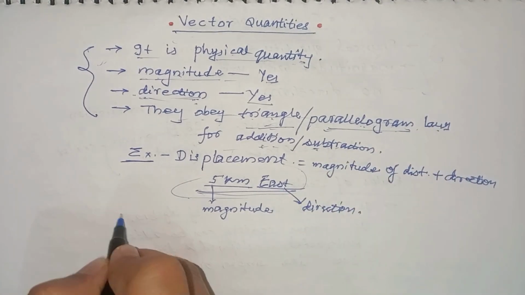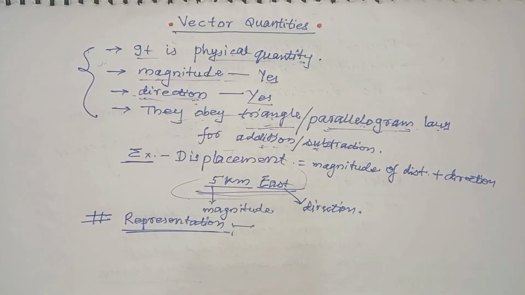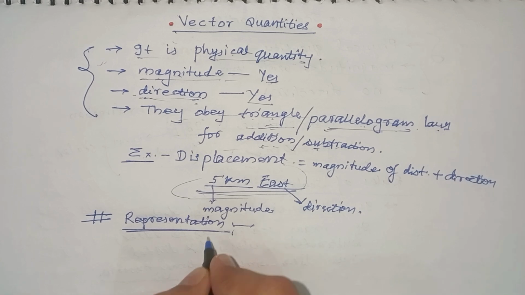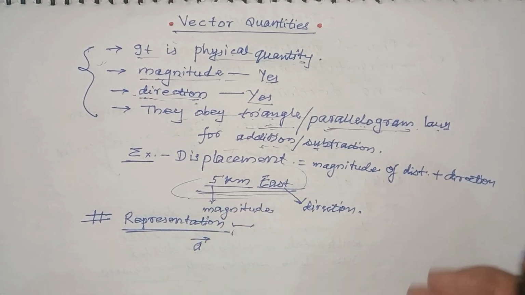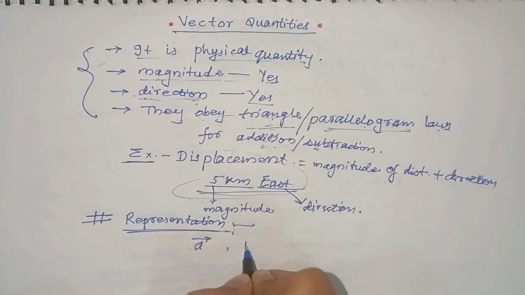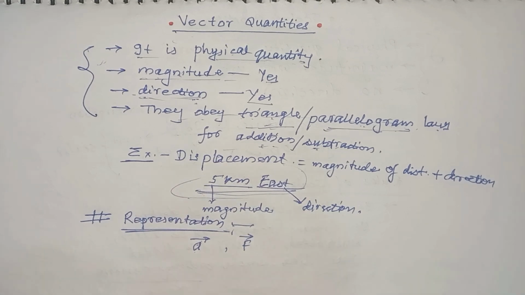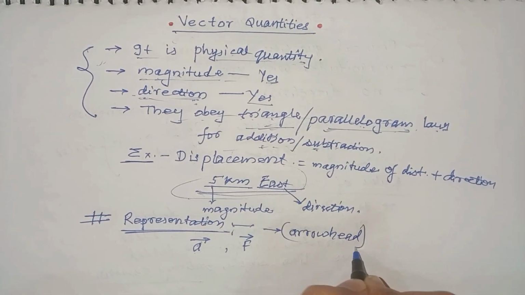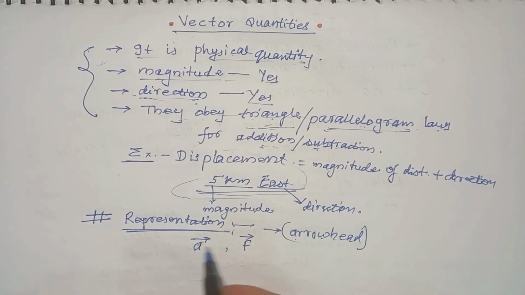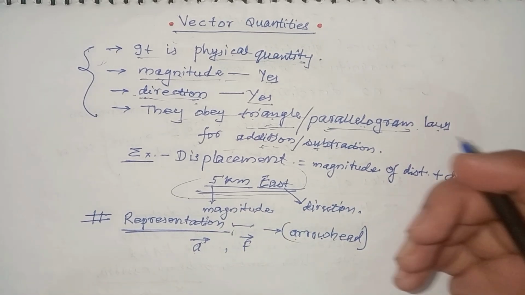Now we see how to represent a vector. This is the notation. It can be a small letter with an arrowhead, or a capital letter with an arrowhead. We represent a vector by an arrowhead. Simply we should remember that a vector quantity is represented by an arrowhead. Thank you.